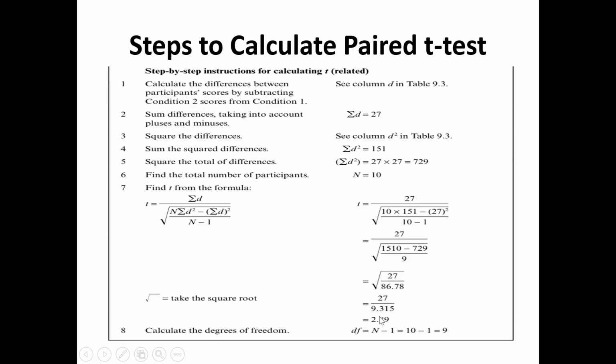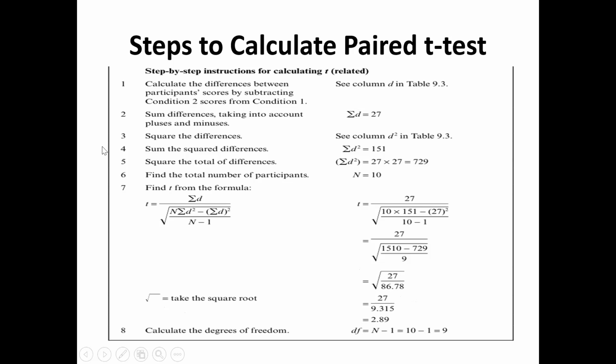That's what we calculated. So it's quite straightforward. Please take note of this error here. The square root should have been under the denominator, here where we have 86.78.